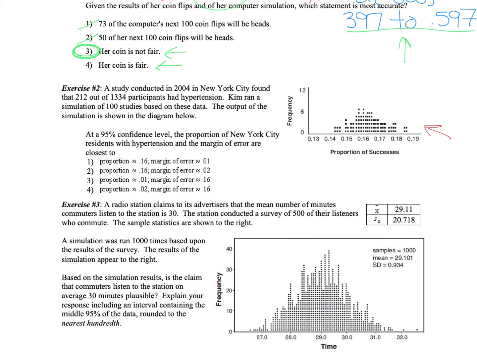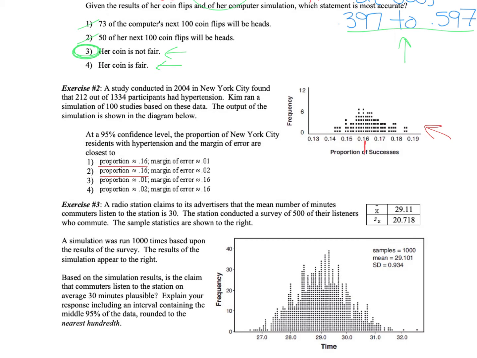So here's our diagram. At a 95% confidence level, the proportion of New York City residents with hypertension and the margin of error, so how much we are going to go out to each side, is closest to which one of these? Looking at the graph, this proportion is like that average, we think it's around 0.16, but it goes to the sides. So we want to pick either choice 1 or choice 2. Now we don't have a mean and standard deviation, so we have to kind of eyeball it.